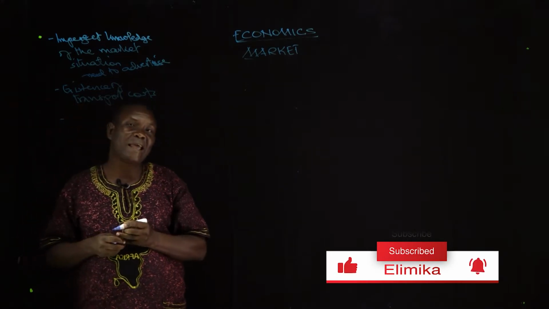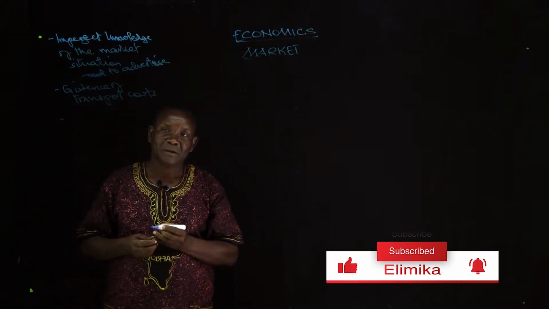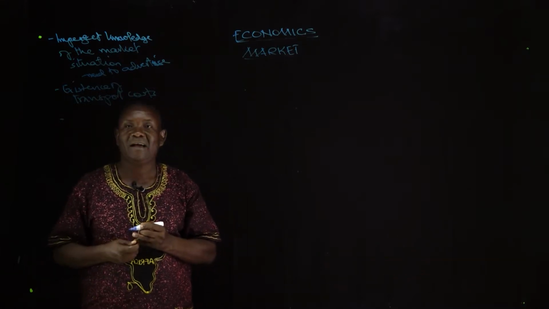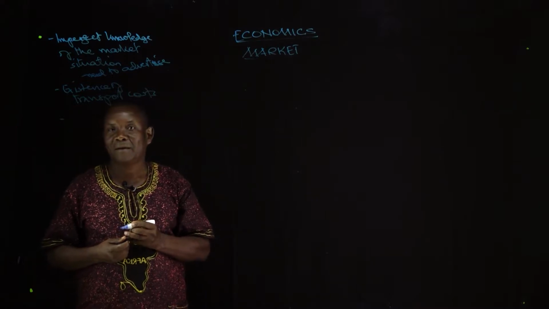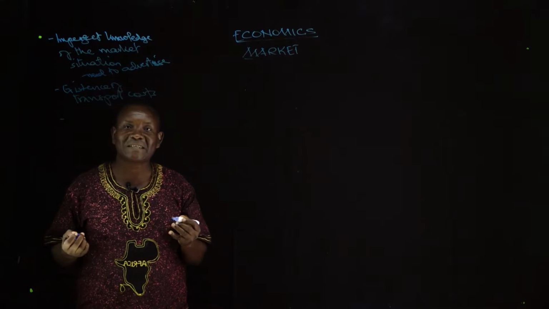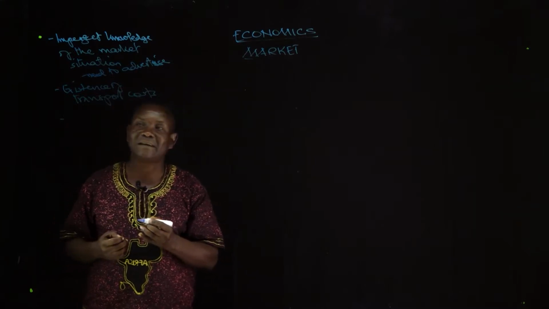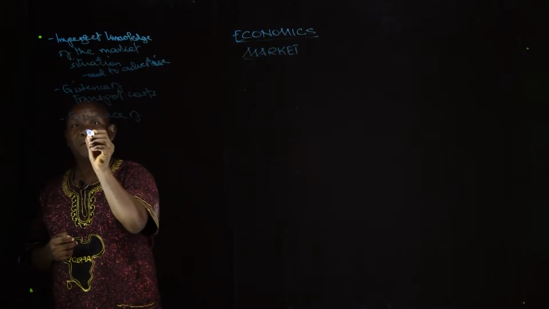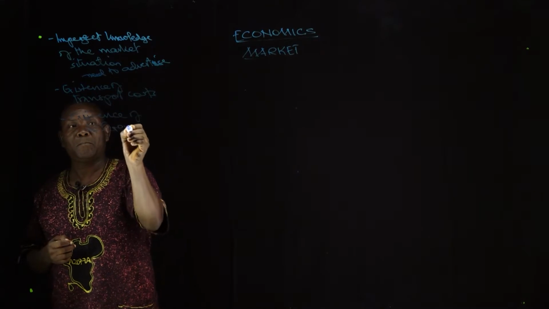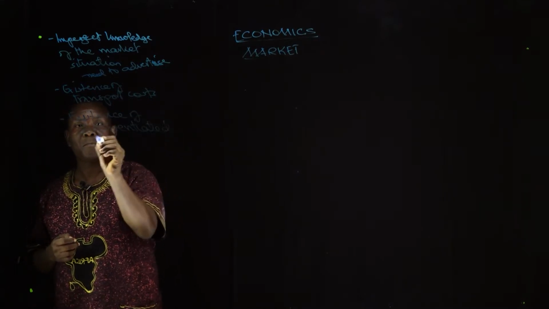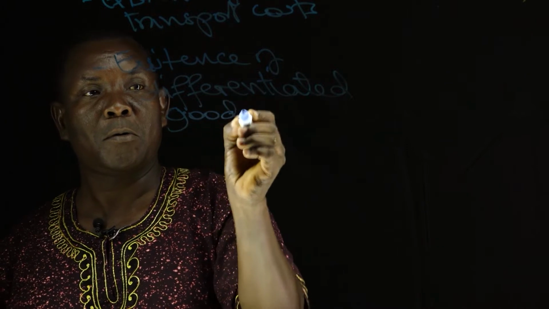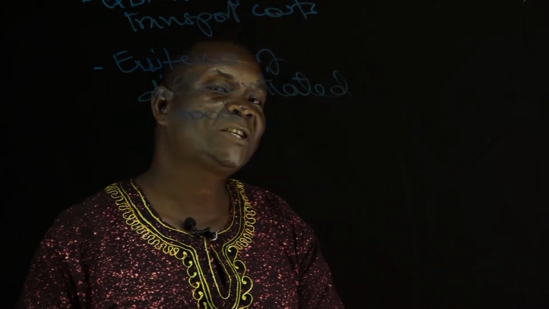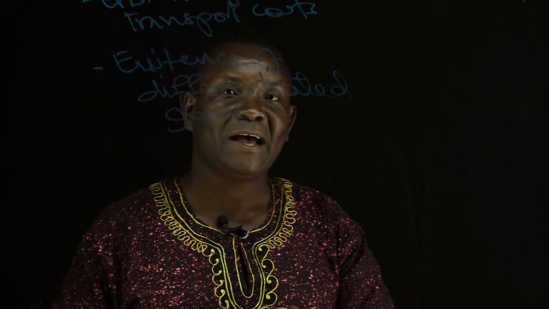Another factor which makes a perfect market to be unrealistic is that commodities are not homogeneous. Firms, producers produce goods which are differentiated. Firms produce commodities which are differentiated.